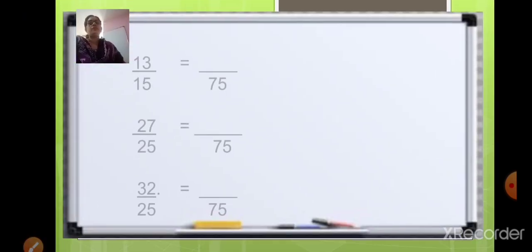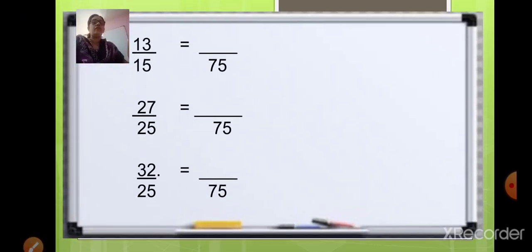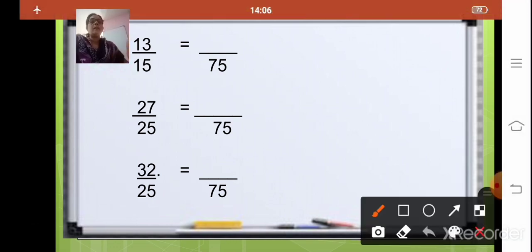Okay, same way, let us take the third fraction now. Third, fourth and fifth. Now the third one is 13 upon 15. Again here 15 multiplied by 5 will give you 75. Same way 13 into 5 will give you 65 upon 75.